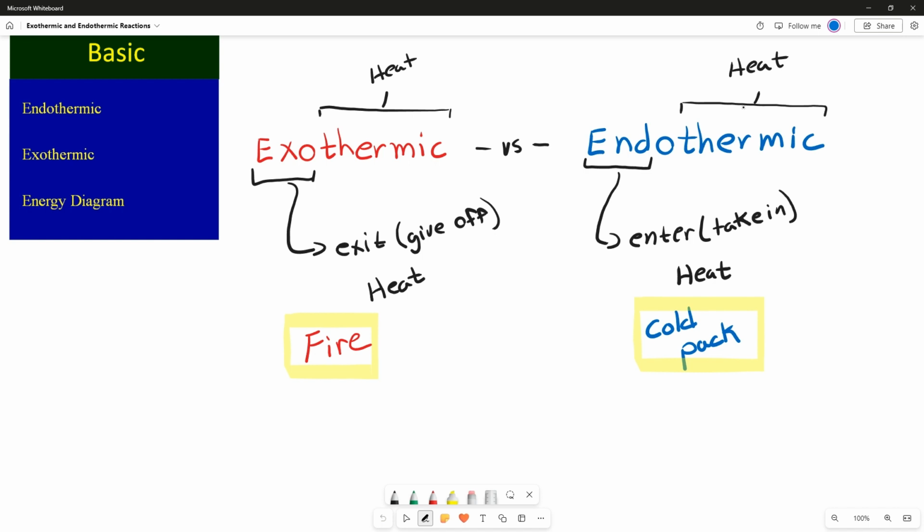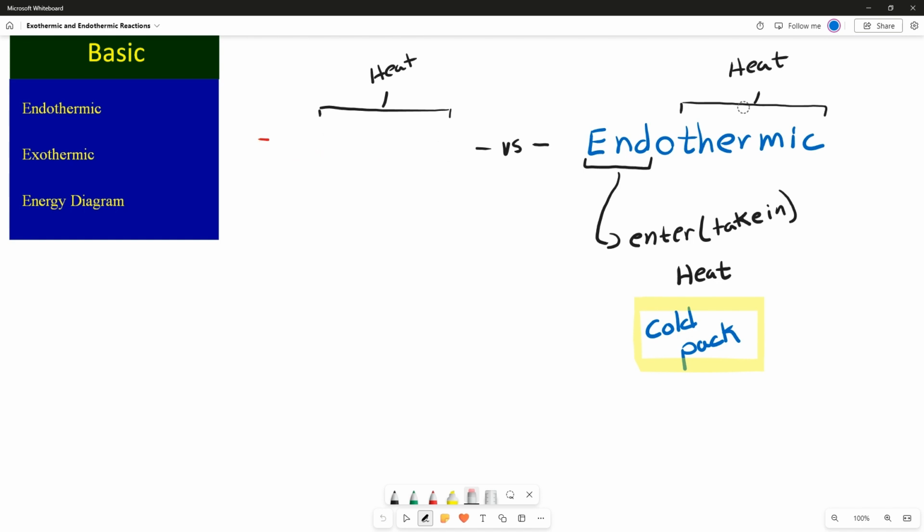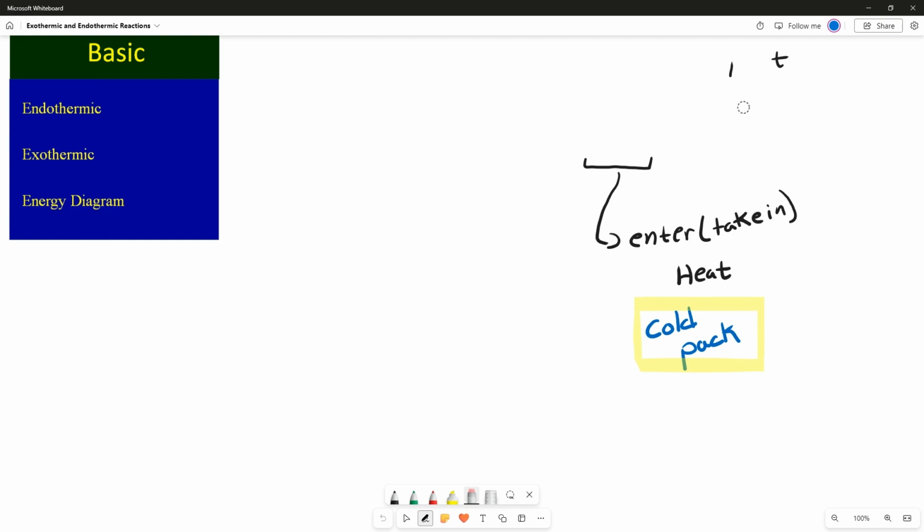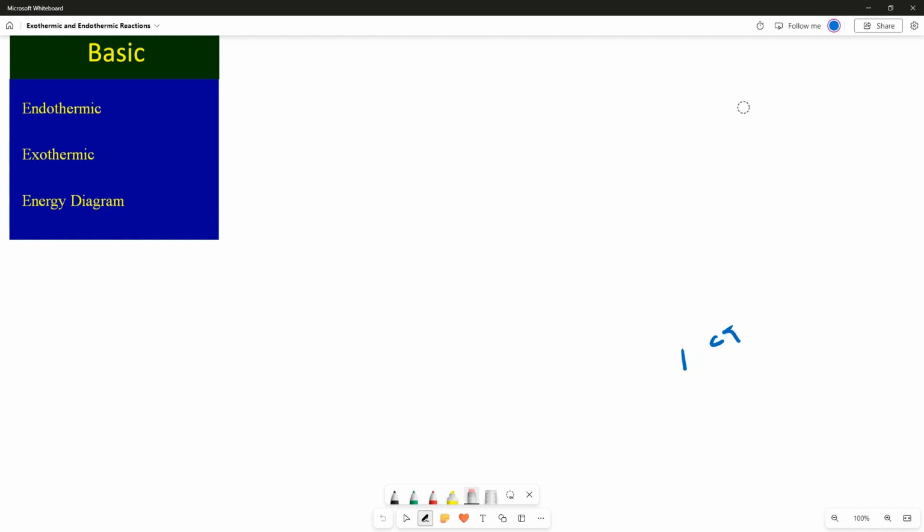So exothermic and endothermic are typically talking about heat either being given off or heat being taken up in a reaction. But overall, there are really several types of energy that can be given off or taken up in a reaction. I tend to tell my students, when you're thinking exothermic, endothermic, yes, it's heat, but you want to keep the other types of energy in mind as well. So, the types of energy.